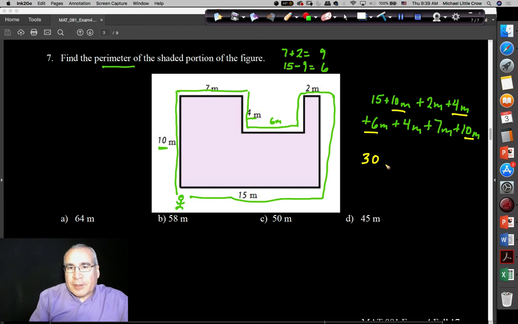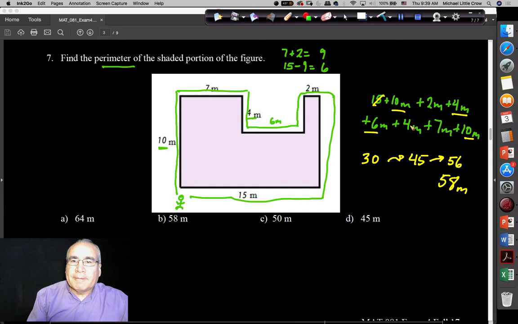15, we just kind of keep counting on. 15 and 30, that's going to give us 45. So we've taken care of that one. And then what's left? Here's 7 and 4, that's 11. So that's a little easier. 11 plus 45 gets us to 56, and then plus 2 more should be 58 meters.